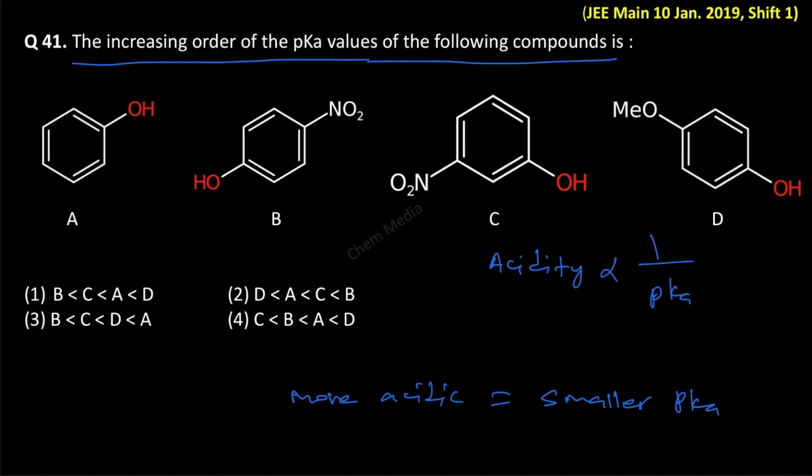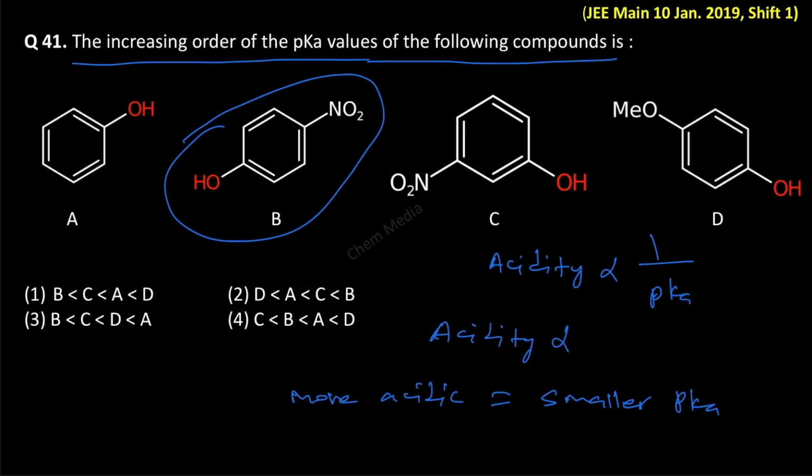Obviously, paranitrophenol will be more acidic because the corresponding conjugate base will be more stable, isn't it? Acidity is directly proportional to stability of conjugate base. Let's write that one also. Acidity is directly proportional to stability of the conjugate base. So therefore, we have to see the resonance structures.